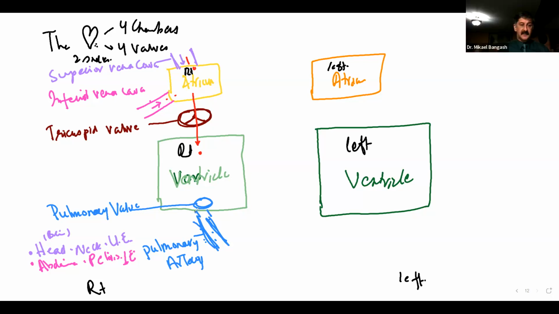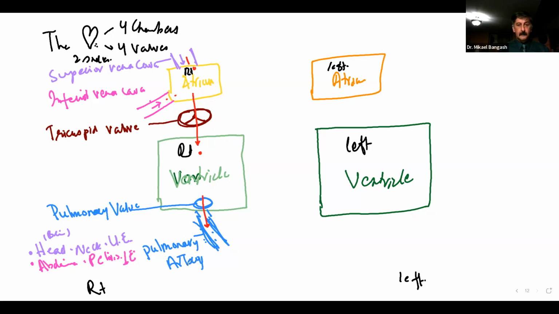We can say the valve that takes blood from the right ventricle into the pulmonary artery is the pulmonary valve. So we just call this valve here the pulmonary valve because it opens into what will be a pulmonary vessel. Which kind of vessel? An artery.